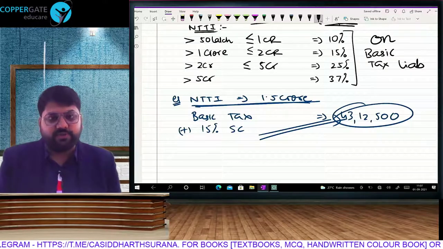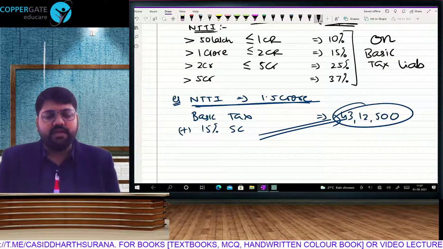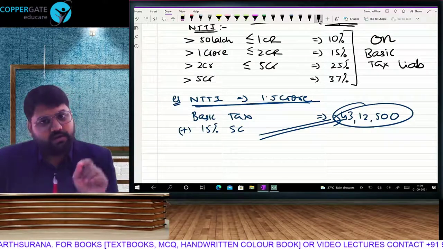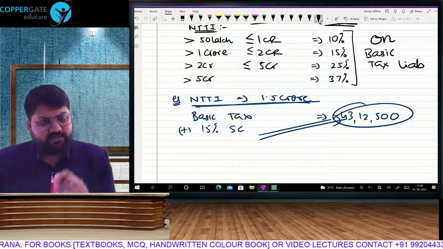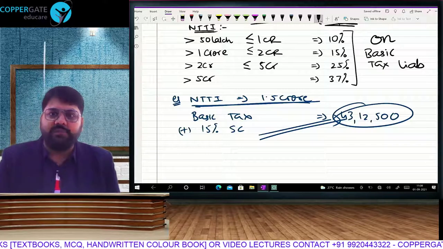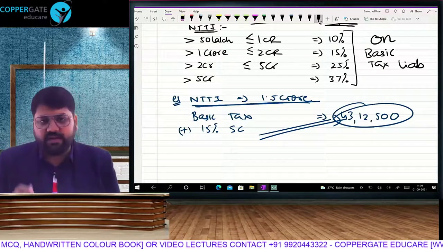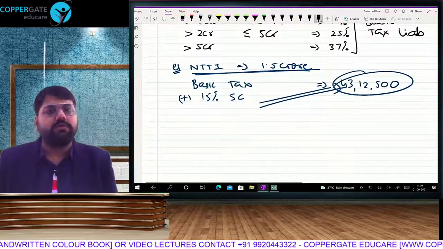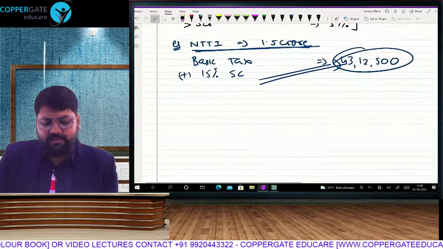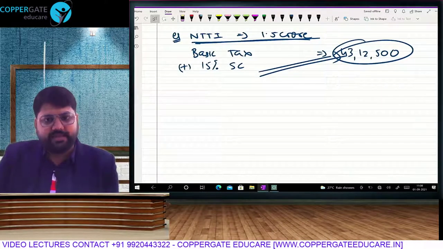And when the rate is changing from 10 to 15, or 15 to 25, or 37, everywhere it has to be greater than. If it is equal to, then the previous rate only will be applicable. At equal to 1 crore, 10. At equal to 2 crore, 15. At equal to 5 crore, 25. For the rate to increase, it has to be more than 1 crore, more than 2 crore, more than 5 crore. And whatever is the applicable rate, whether 10, 15, 25 or 37, it will be applicable on basic tax liability.